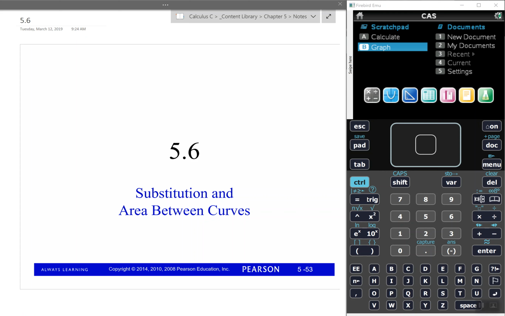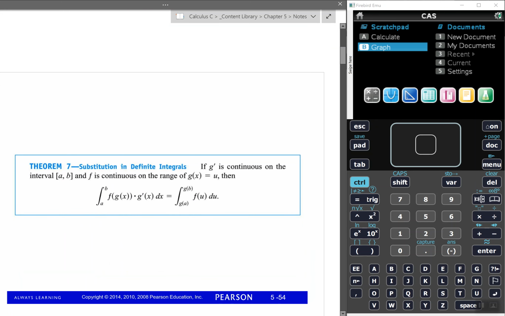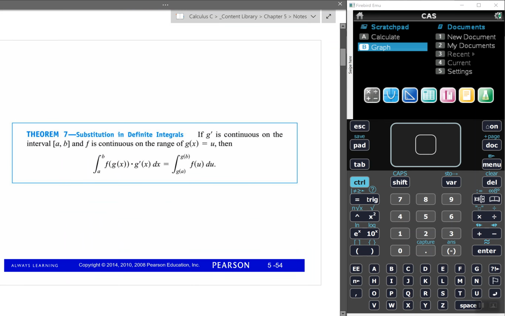In this lesson, we will take a look at how to find the area between two curves. So it does say substitution, but we've already covered substitution in previous lessons. So this is just a rehash of what we did with substitution. We don't really need to do it today. Today's work is going to be mostly calculator, hence why I've got the calculator pulled up to the side here.